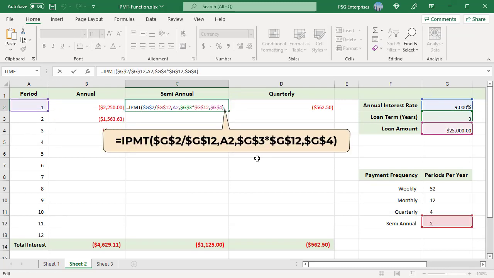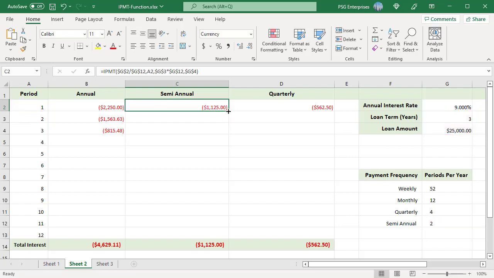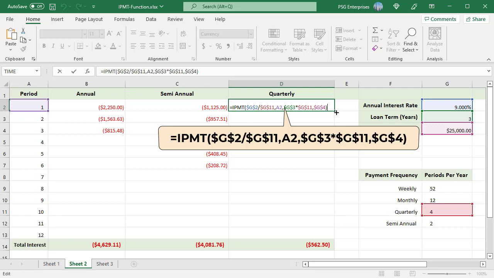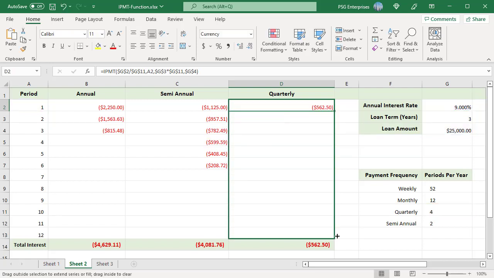For semi-annual interest payments, use this formula. Periods per year is 2. Rate, annual interest rate divided by periods per year. NPER, years multiplied by periods per year. Total number of periods is 6. Copy the formula down. For quarterly payments, periods per year is 4. Total periods is 12. Copy the formula down.